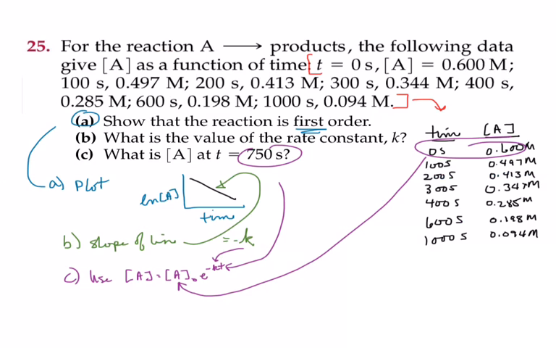Okay. And then C says, what is the molar concentration of A at 750 seconds? I would go ahead and use the formula. A is equal to the initial concentration times E raised to the negative KT.